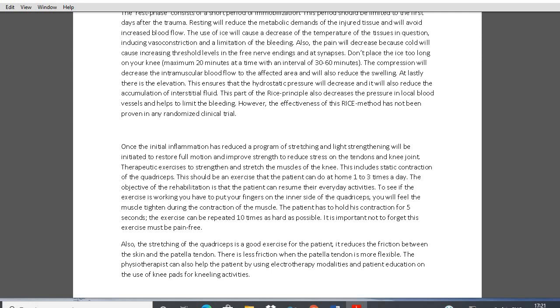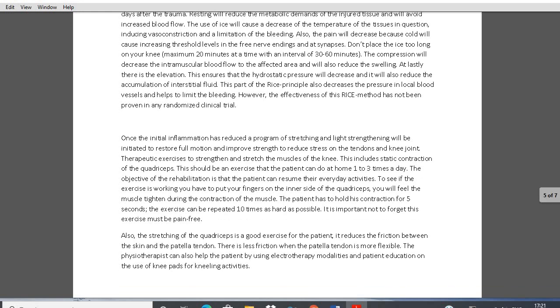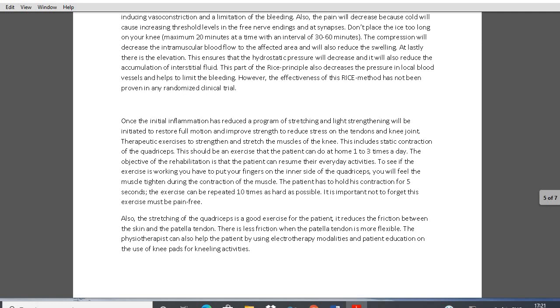The isometric quadriceps contraction is properly taught to the patient with proper feedback, and for that the therapist has to feel the contraction by putting the fingers on the inner side of the quadriceps. If the contraction is not strong enough, then we ask the patient to increase the contraction and then hold it for 5 seconds, and the exercise can be repeated 10 times as hard as possible. Also, stretching of the quadriceps muscles is a good exercise. Reduce the friction between the skin and the patellar tendon.